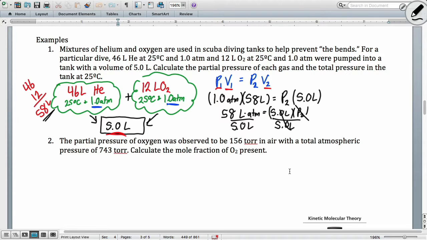Oops, I crossed out the wrong thing. My brain's totally working on this lovely Monday morning. Okay, divide it.